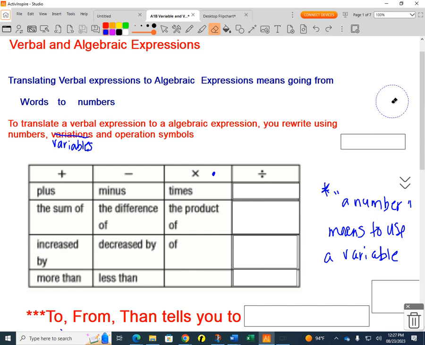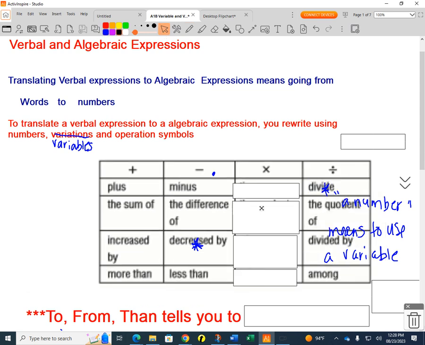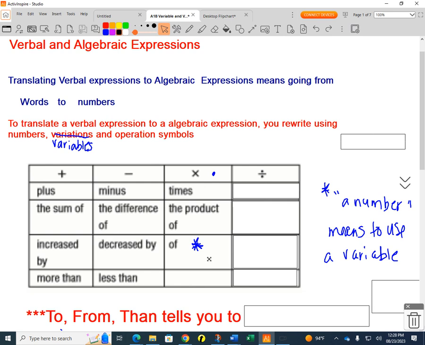So let's put a star by it. It's kind of a vague one, but it's really important, especially with fractions. So go ahead and put a star by that one. It's one you might not really think of either.